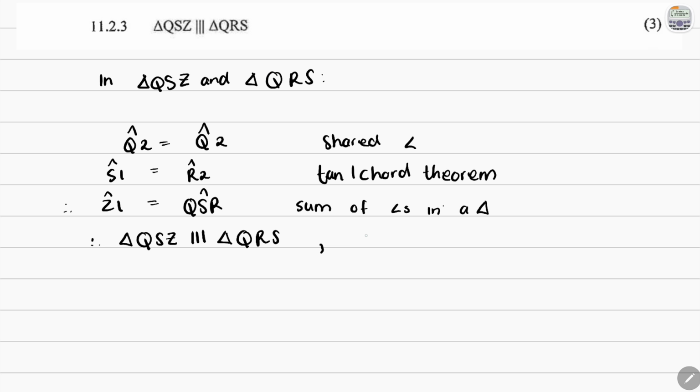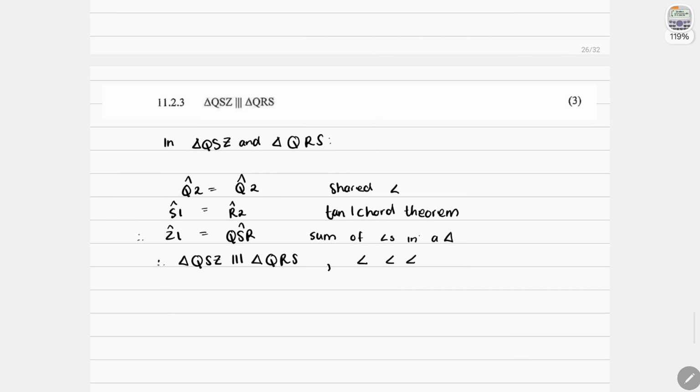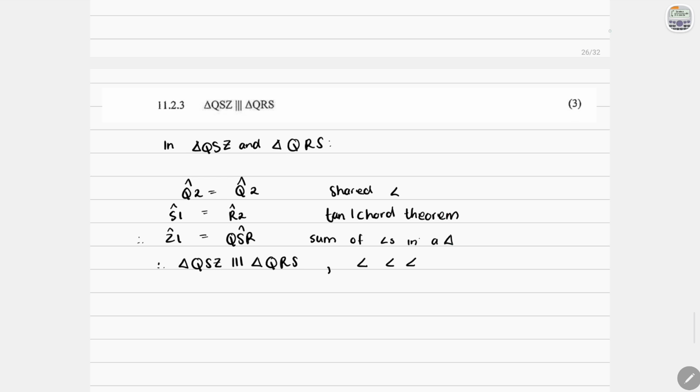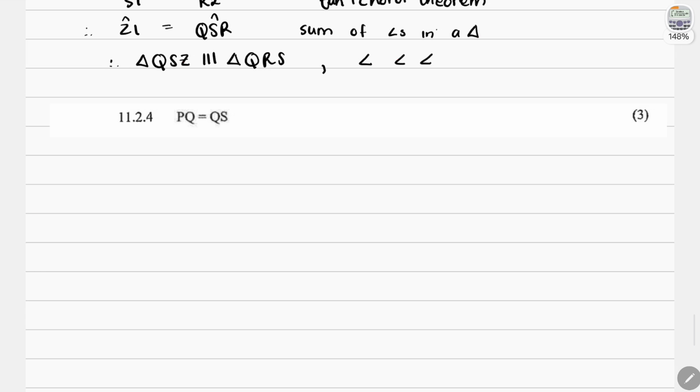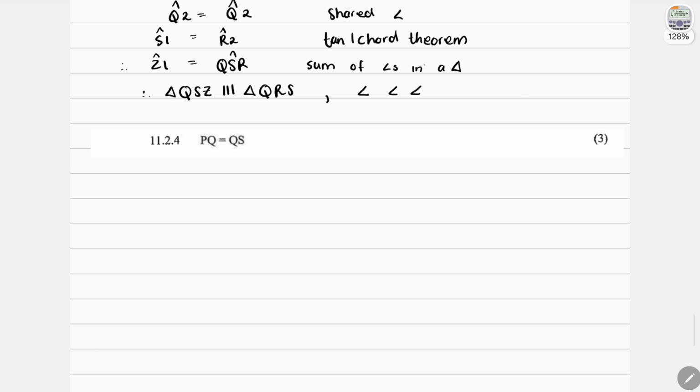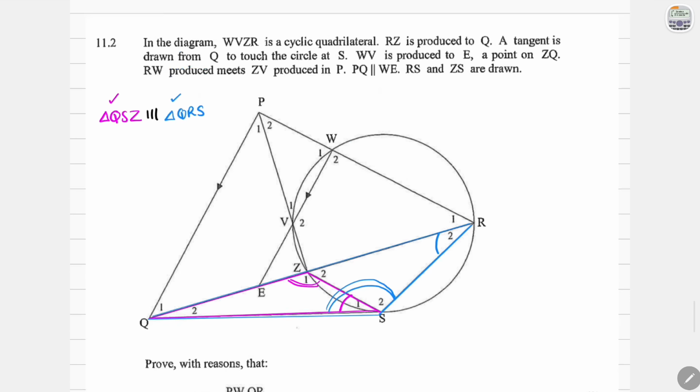So we can just tell them because of angle, three angles being equal. And there we go. Moving on to the next question. Okay, the next question 11.2.4 says we need to prove that PQ equals QS.